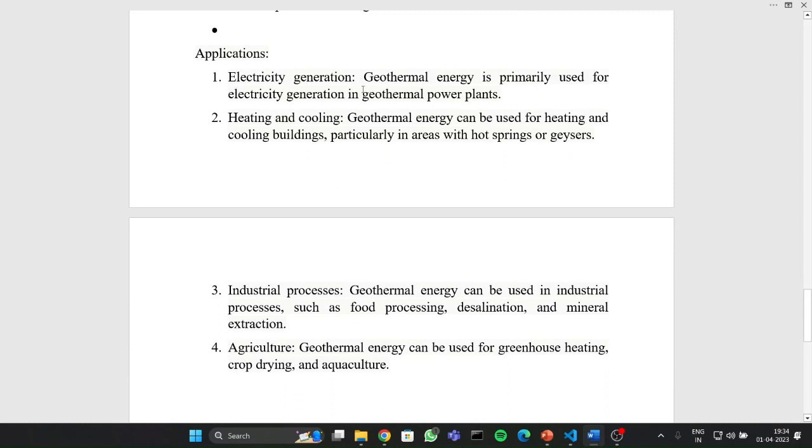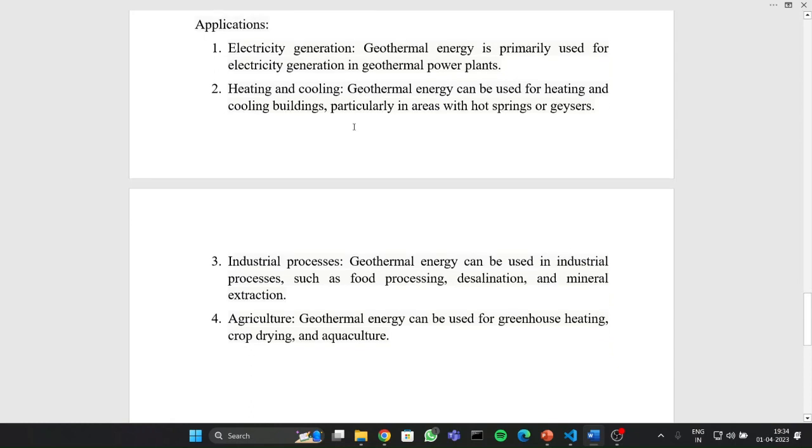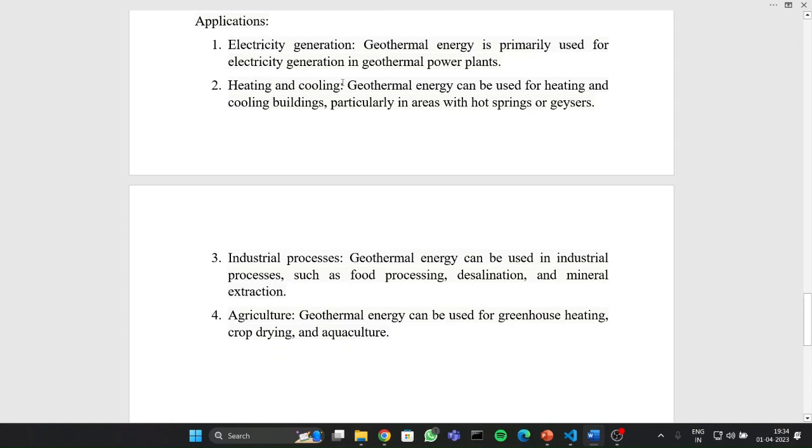So geothermal energy is primarily used for electricity generation, and other than that, there are also other applications such as heating and cooling. So in this, heating and cooling of buildings is done, particularly in areas where hot springs or geysers exist. So these can be located in places like South Africa or Malay.